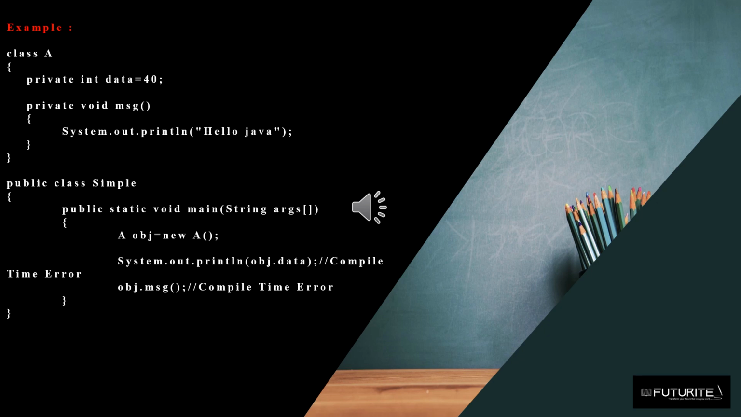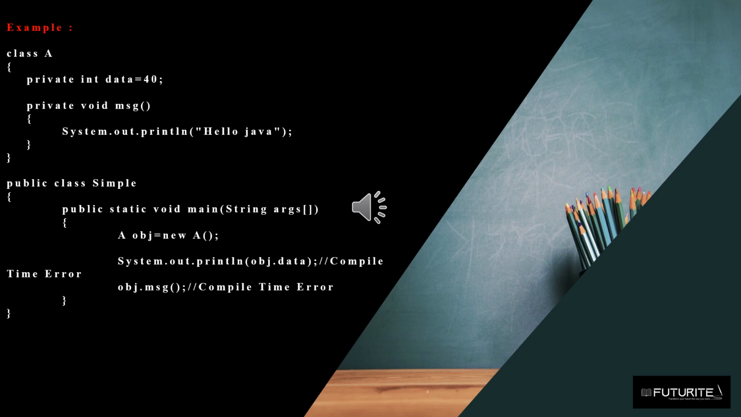Now class simple is a different class. Here we are creating an object of class A with the name OBJ. After that, we are trying to access the data variable value, or trying to print the data variable value of class A. But the data variable is defined with private access modifier, and private access modifier signifies that no member of one class can be accessed outside that class, which means the member of a class will only operate within the scope of the class.